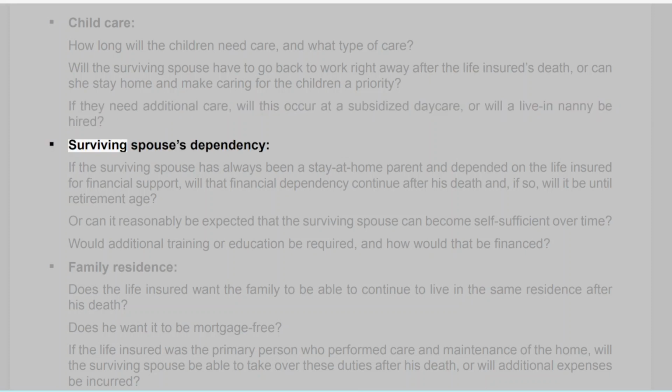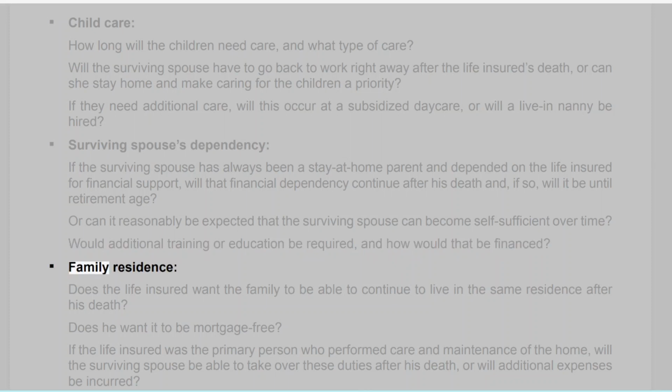Surviving spouse's dependency. If the surviving spouse has always been a stay-at-home parent and depended on the life insured for financial support, will that financial dependency continue after his death and, if so, will it be until retirement age? Or can it reasonably be expected that the surviving spouse can become self-sufficient over time? Would additional training or education be required, and how would that be financed?